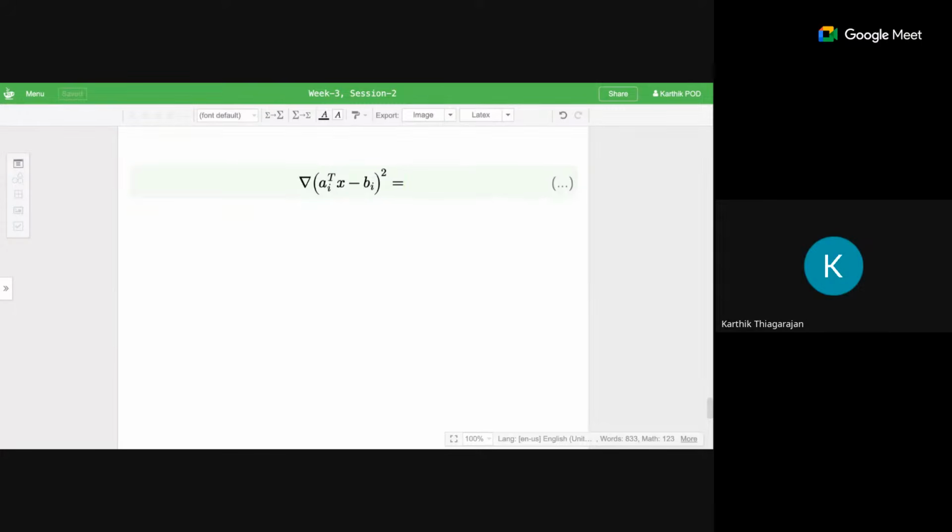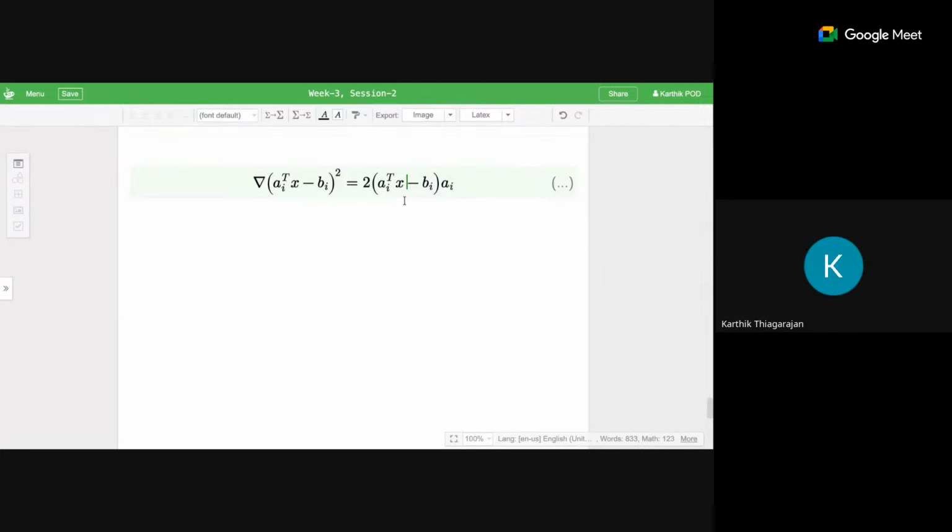Something squared. Notice that this is a scalar, like a score of 80 or 70, and this is a predicted score like 75 or 55. So you can do 2 times (ai transpose x minus bi). Now what is inside is a vector, so you are differentiating with respect to a vector. What do you guess the gradient of this with respect to x will be? ai transpose. So it is ai. You could represent it as a row or a column vector, but the convention is a column vector.